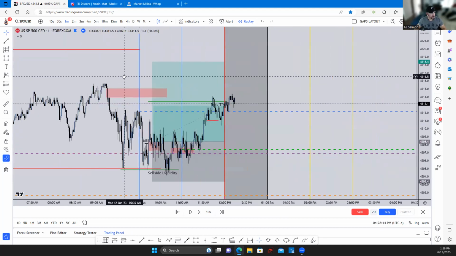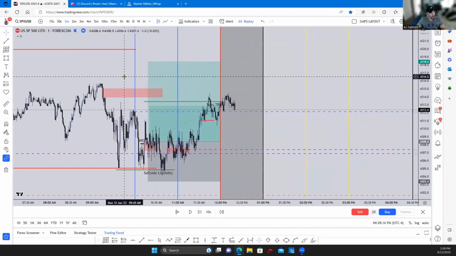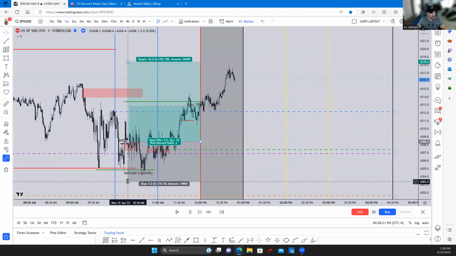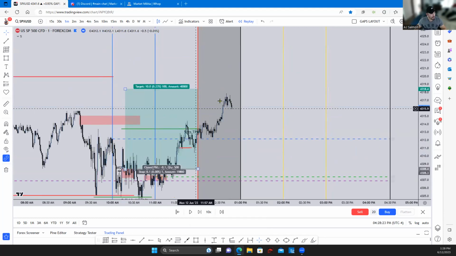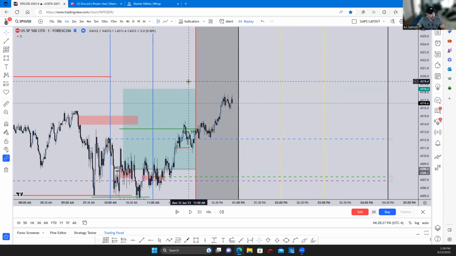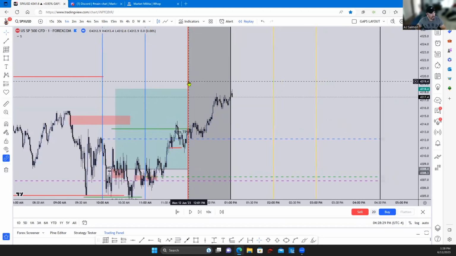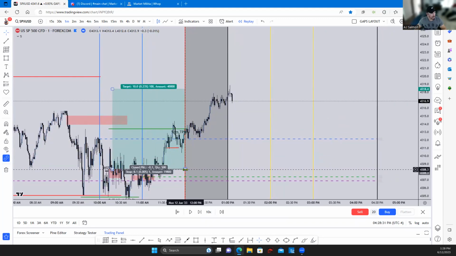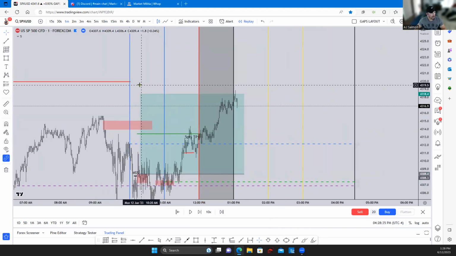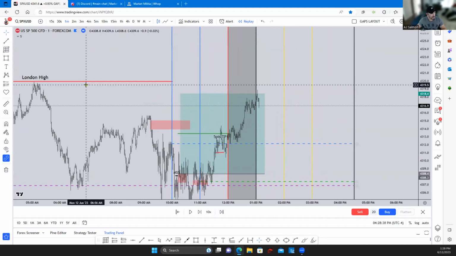Now, if we move price forward, and let's say you were just to hold this and go at least break even, then price rallies up higher into the lunch hour, and then ultimately hits your 10 points. Now, let's look to see if we get this London high swept.